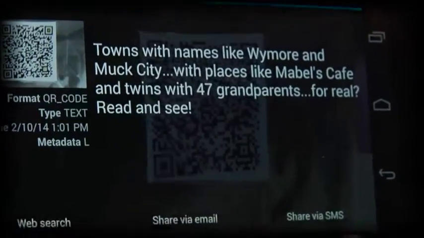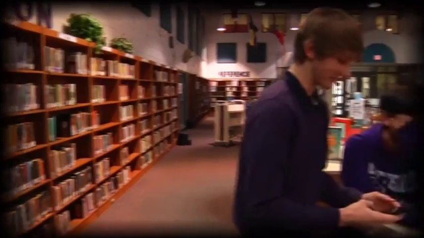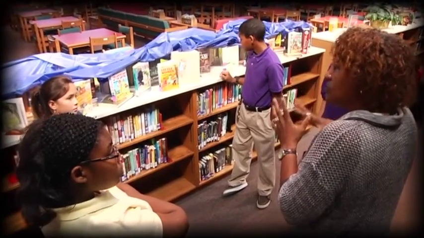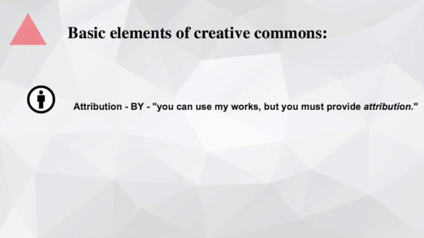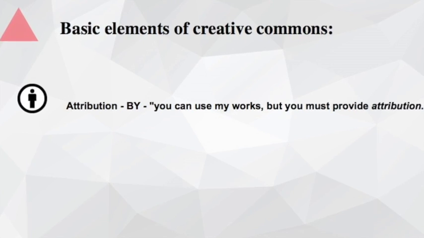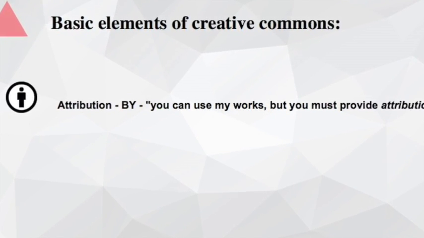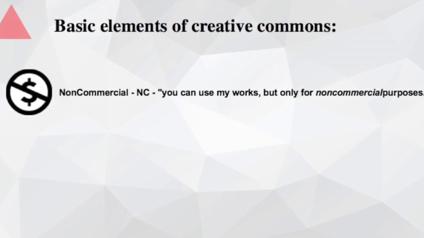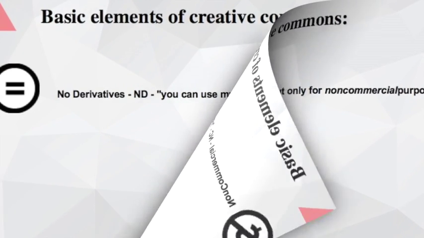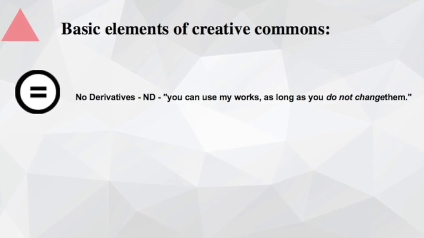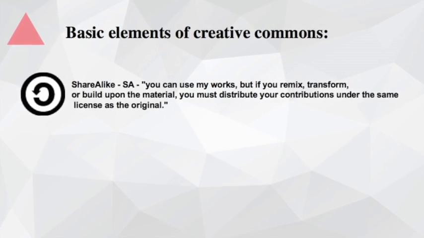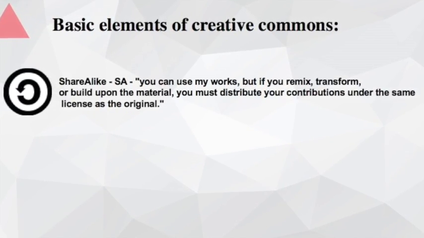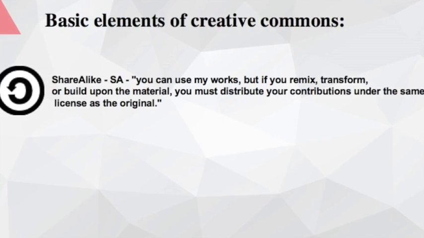Creative Commons licenses come with a variety of mix and match pieces. Creators or others who own copyrights can choose the combination of terms that make the most sense for them. Here are some basic elements of Creative Commons. Attribution: you can use my works, but you must provide attribution. Non-commercial: you can use my works, but only for non-commercial purposes. No derivatives: you can use my works as long as you do not change them. Share alike: you can use my works, but if you remix, transform, or build upon the material, you must distribute your contributions under the same license as the original.